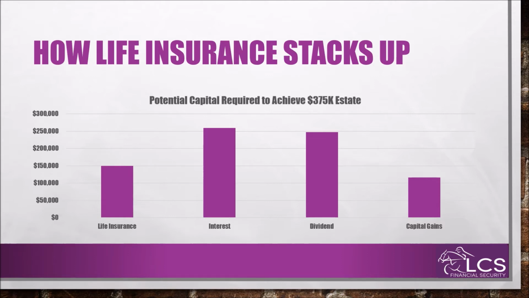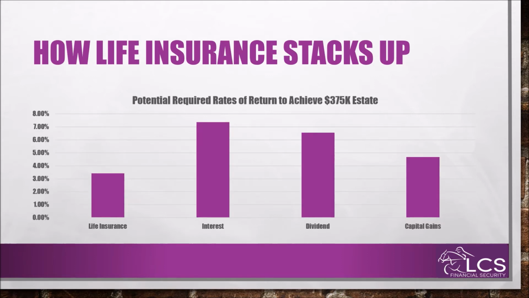We can do this same slide as a percentage. The rate of return on the average life insurance policy is around 3.5%. You would require a rate of return of over 7% in an investment account, a little bit less in dividends, and again a little bit less in capital gains to achieve the same after-tax benefit of $365,000.